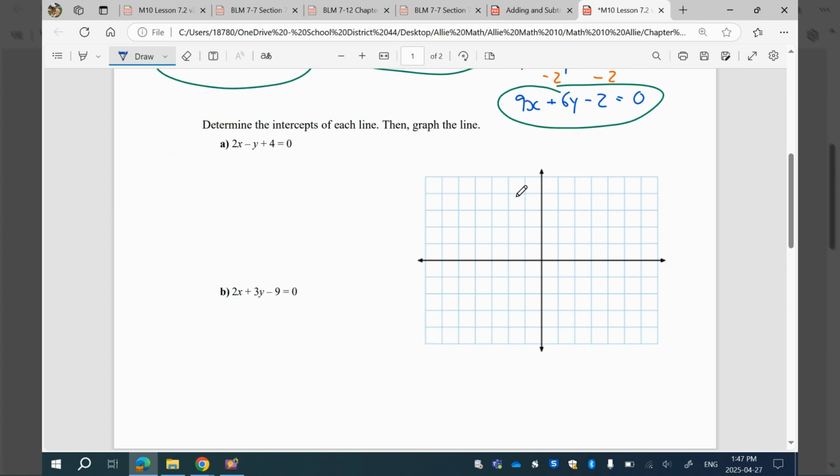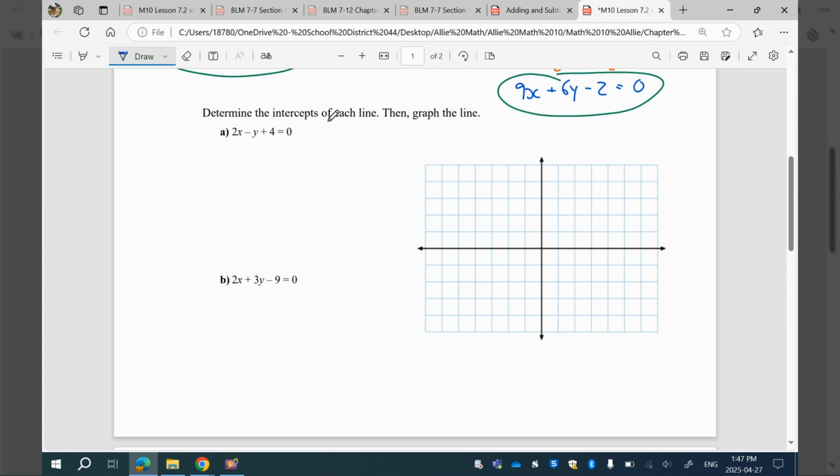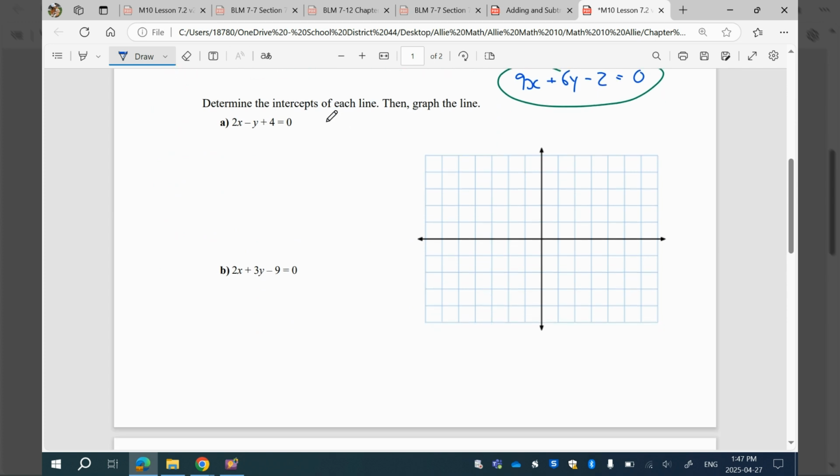The next one, determine the intercepts of each line. And there's a few things we need to remember about the nature of intercepts. So let's think about our y-intercept is when x equals 0. Okay, this is our x right here. These are the 1s, 2, 3, 4, 5. These are the negatives 1s, -2. Right here is where x equals 0. So where it crosses the y is where x equals 0.